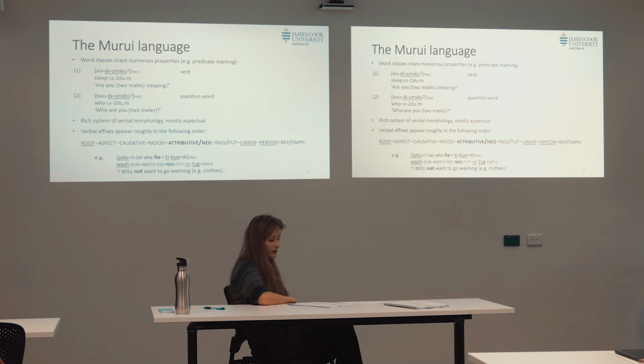Verbal affixes appear roughly in the order shown in the diagram here, and I underlined the positions which must be marked for the verb to be fully grammatical. I also put in bold the topic of this pre-completion seminar today, attributive and standard negative marking. So you can see where it is on the predicate structure, on the verb structure here. And I give you an example of that here. Hokorita yakani tikwedy, I will not want to go washing, for instance, clothes. So this is more or less how the verb looks in Murui. So you have an idea.